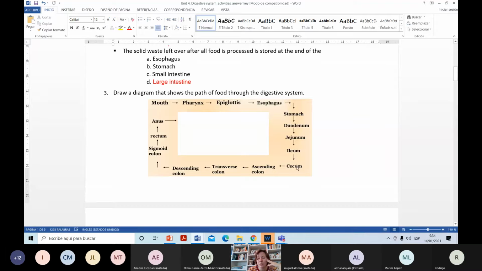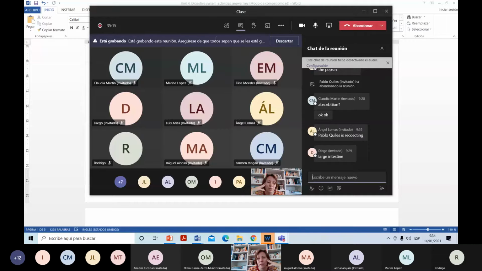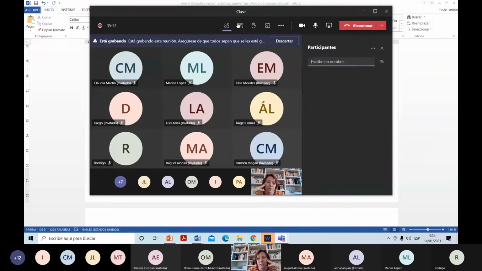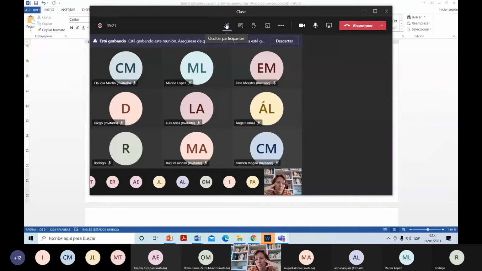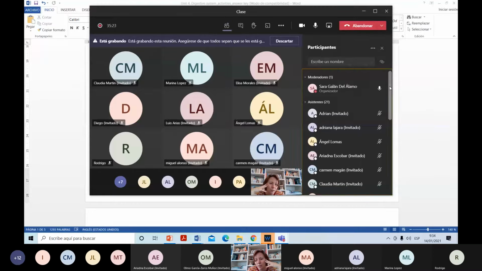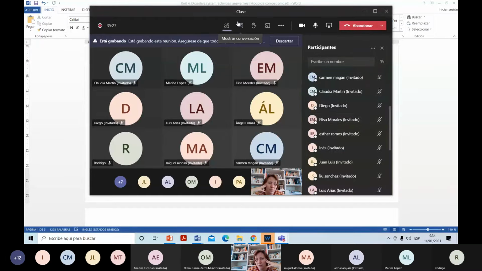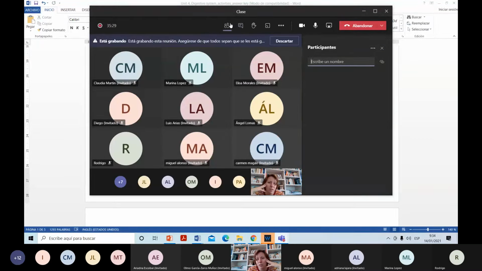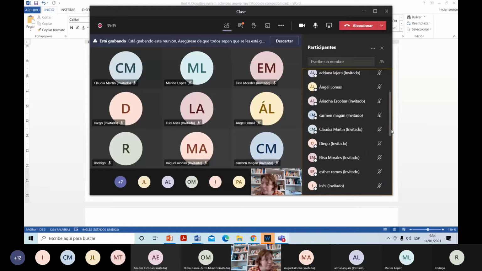What are the other organs that are part of the digestive system, but they are not part of the digestive tube? Well, again, I've got here one volunteer that is going to answer that. Diego, ya me has contestado, ¿verdad? Diego ya me ha dicho el large intestine. So the next one is Elisa. Elisa.